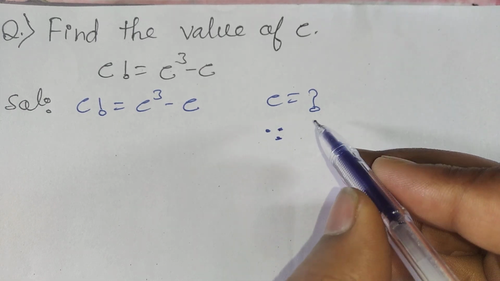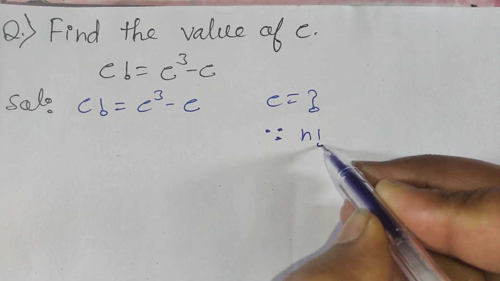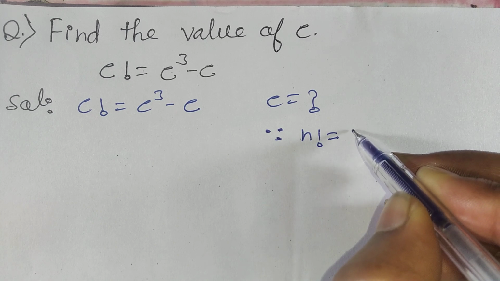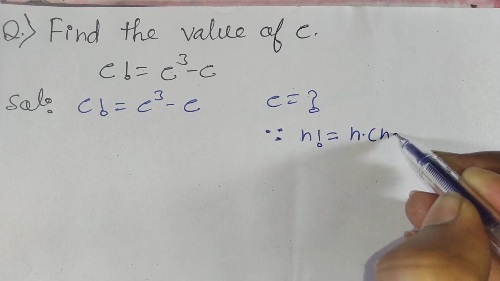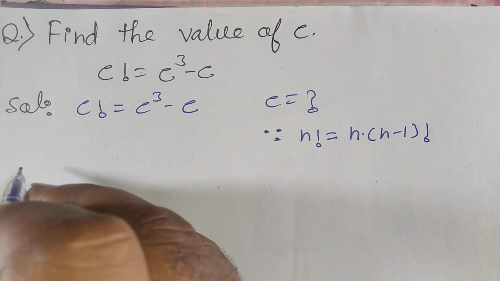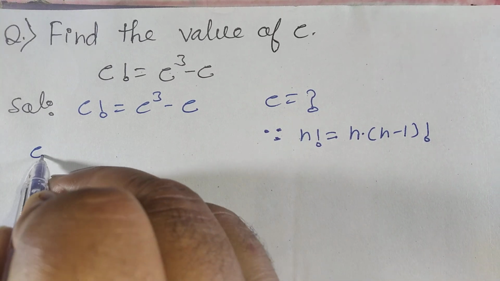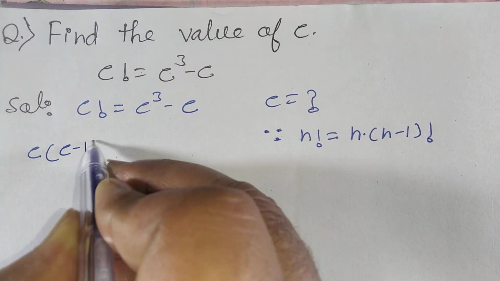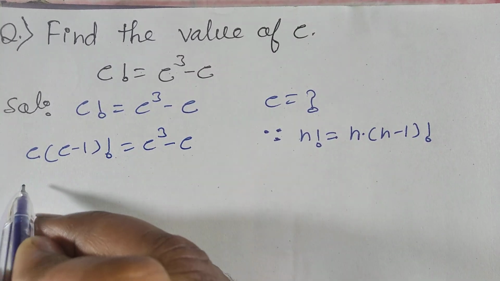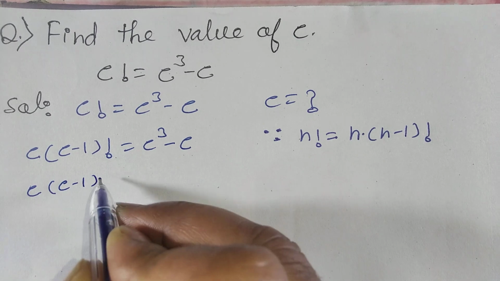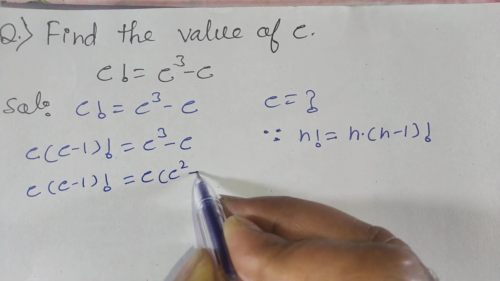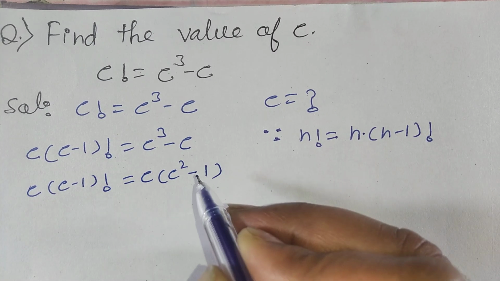Now on solving this, we recall a rule: factorial n is equal to n into factorial n minus 1. Applying this law here, c into factorial c minus 1 is equal to c cube minus c. Taking c as common, remaining here c square minus 1.